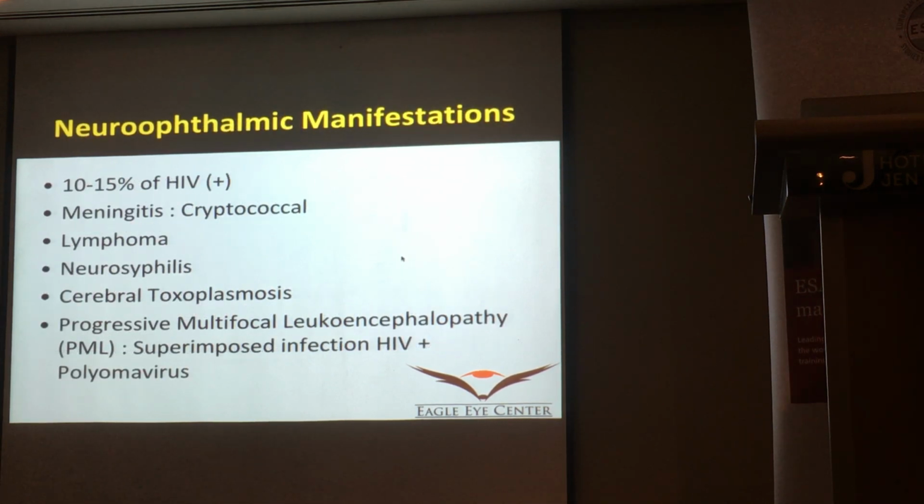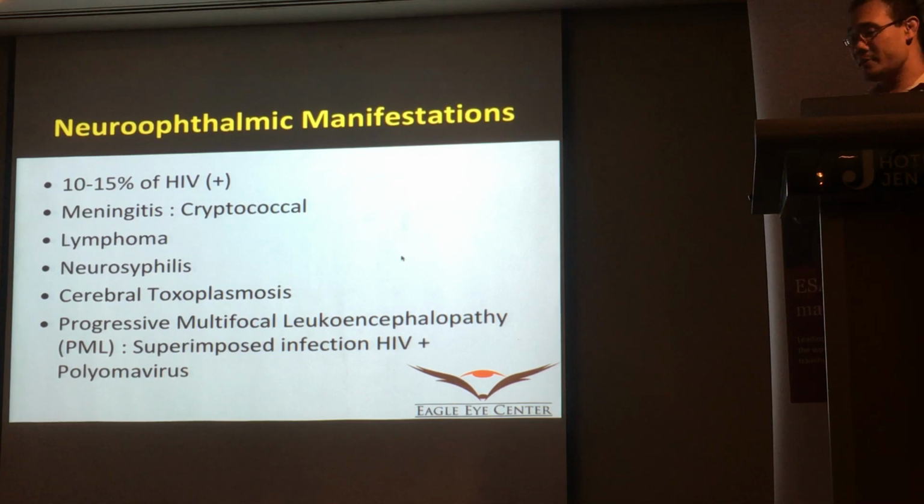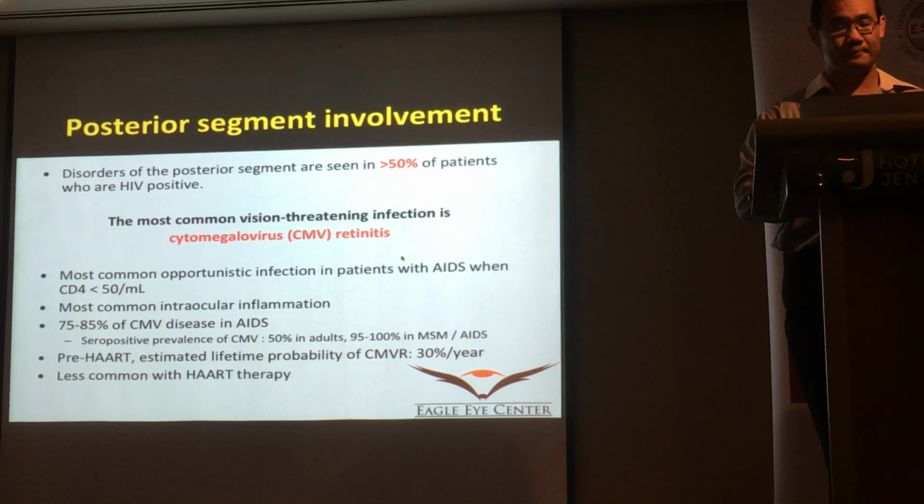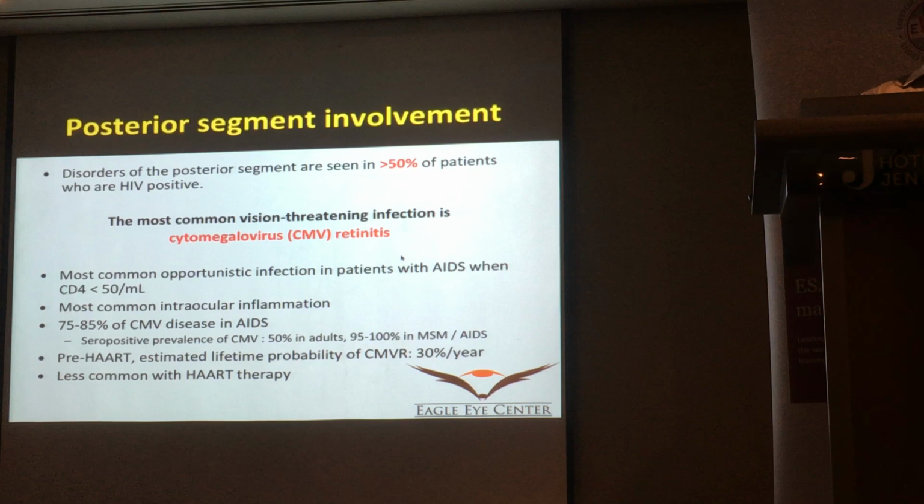What other neuro-ophthalmic manifestations? Well, about 10% of the patients will have something. We have mentioned meningitis and cryptococcus, the champagne cork appearance with raised papilledema, lymphomas. We've also briefly mentioned neurosyphilis, cerebral toxoplasmosis, and superimposed with the polyomavirus is PML, or progressive multifocal leukoencephalopathy. So briefly we mentioned all that.